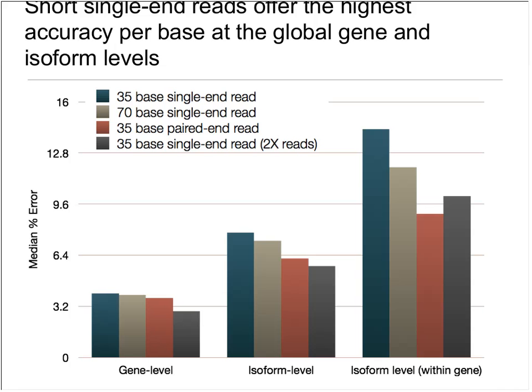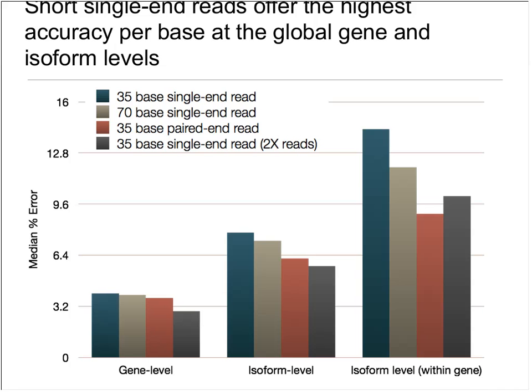And as you expect, the ones that have double the throughput have lower errors. But surprisingly, the one that does the best, at least at the gene and isoform levels, is simply double the number of reads for short reads, for 35-base single-end reads. And that's a testament to the fact that it's really the number of reads that is more important for quantification than the read length itself.